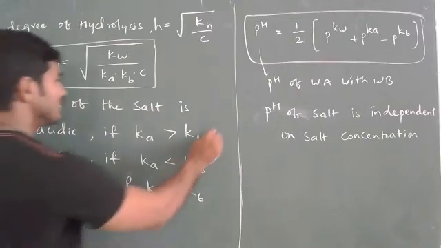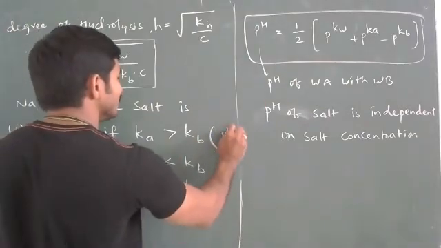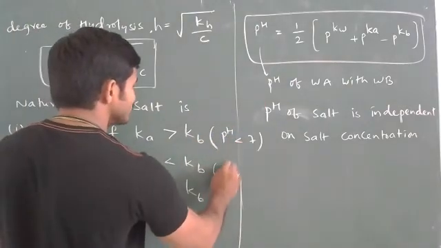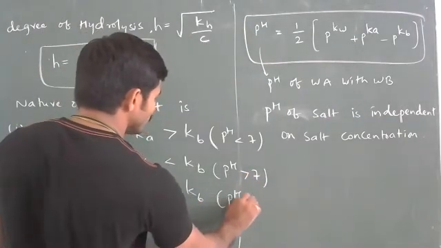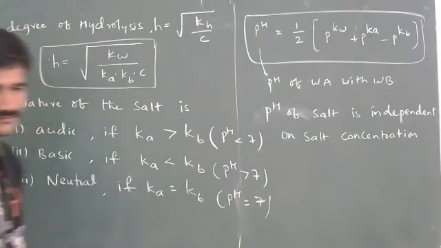So if it is acidic, pH value is less than 7. If it is basic, pH value is greater than 7. If it is neutral, pH is equal to 7.